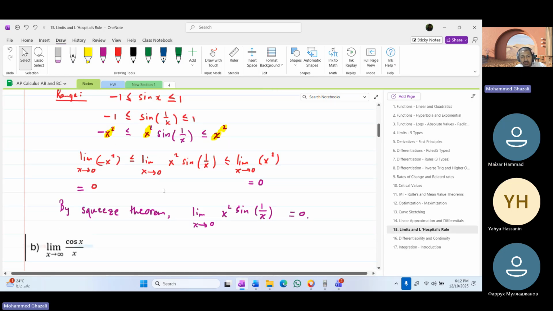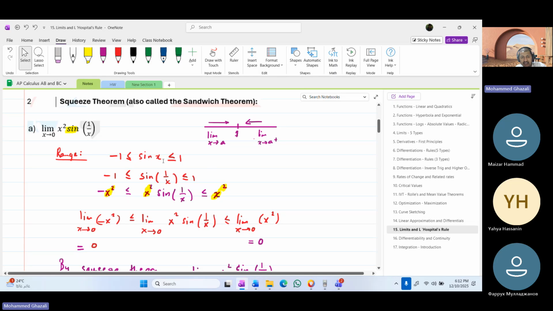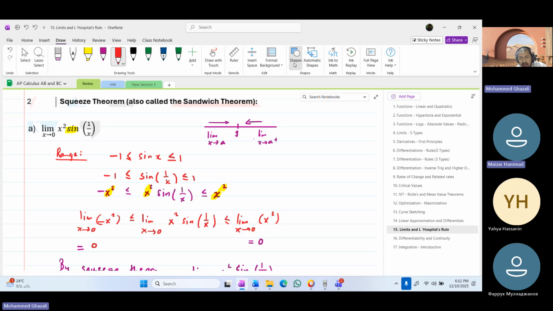This is just using the range. I started with the range of sine x. If I draw the graph of sine x, the range is negative 1 to 1. Then what's the range of sine 1 over x? Still negative 1 to 1. Same, same. The range of sine of anything will always be between -1 and 1.